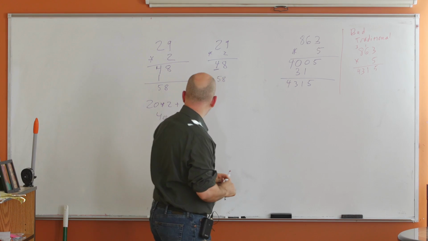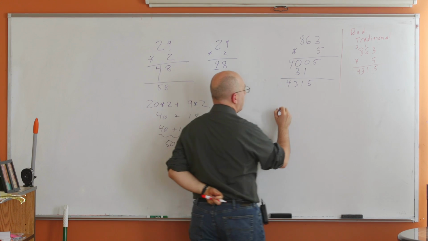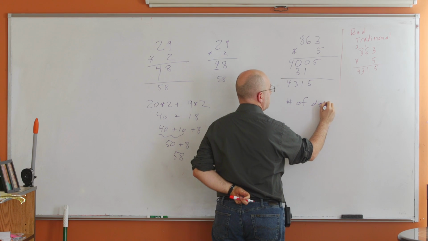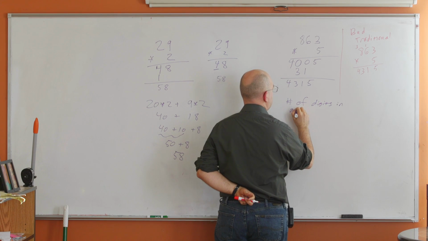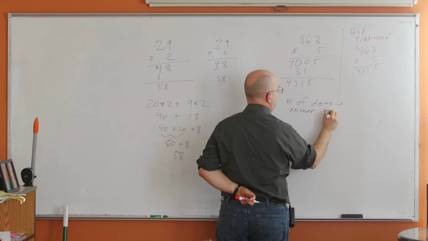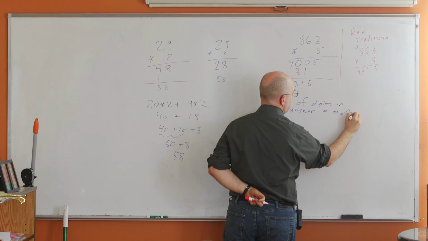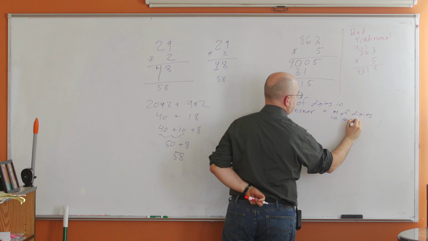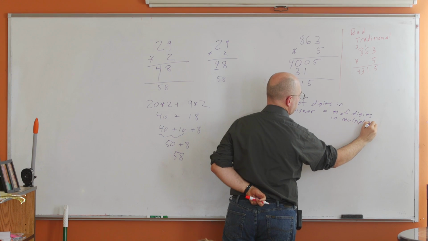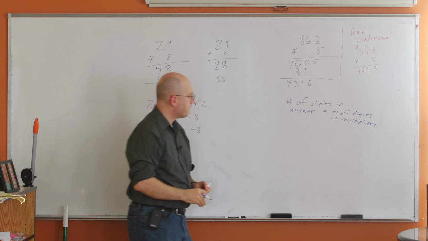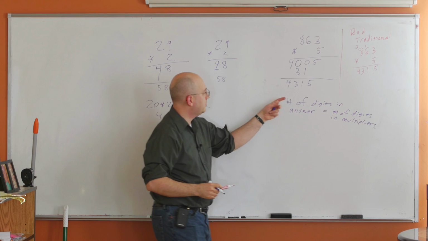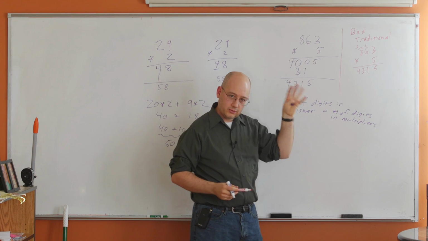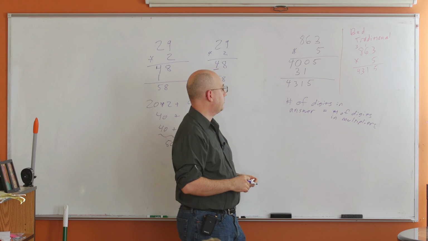So, yeah, still got this. Number of digits in answer equals number of digits in multipliers. Okay? So if you want to know how many digits you should have at the end, you count them 1, 2, 3, 4, and you should know it's 4, so you're thinking the thousands.